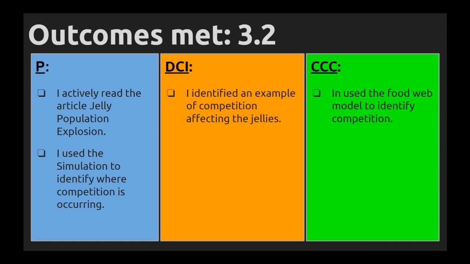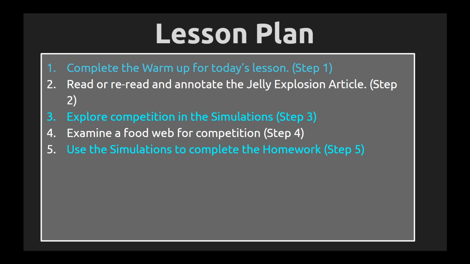So today we want to make sure that we've actually read or reread the Jelly Population Explosion article, that we've used the simulation to identify where competition is occurring. Then we want to make sure we can identify an example of competition that's affecting the jellies and use our food web model to identify competition. So today it's all about competition.